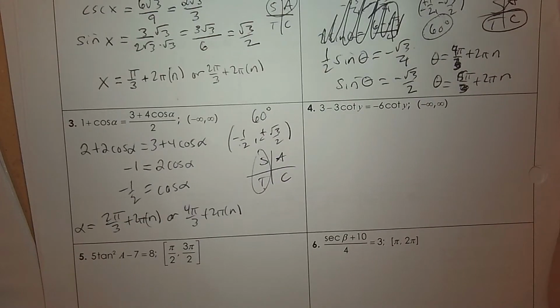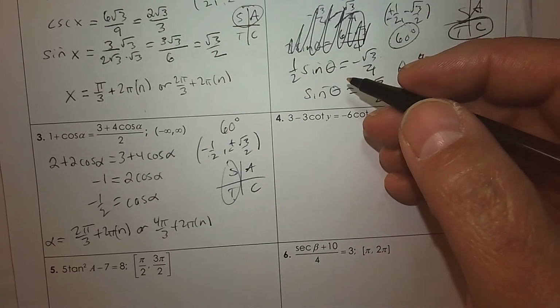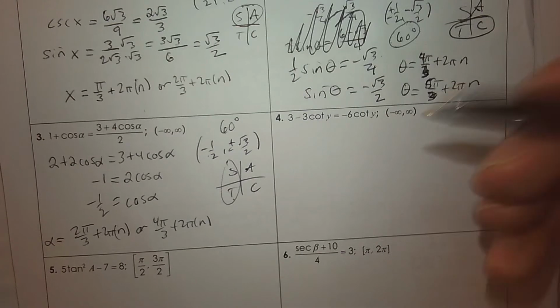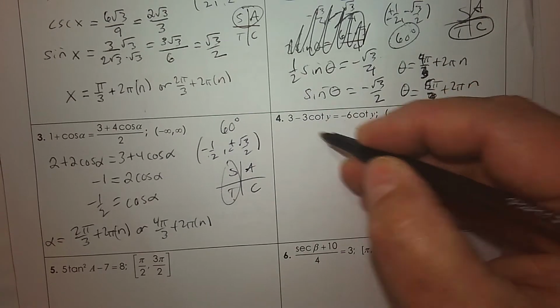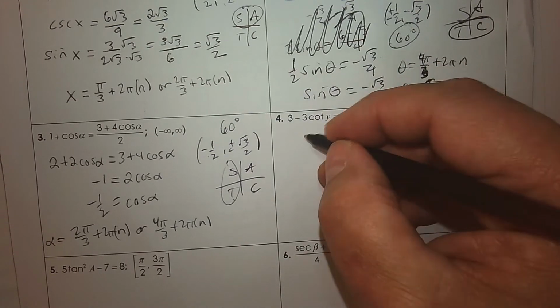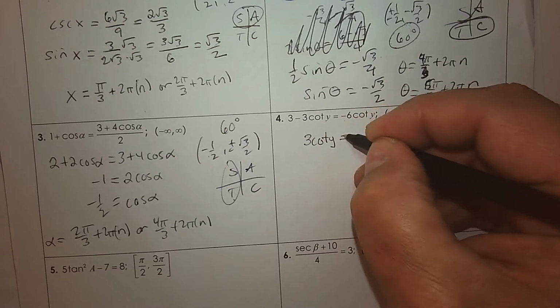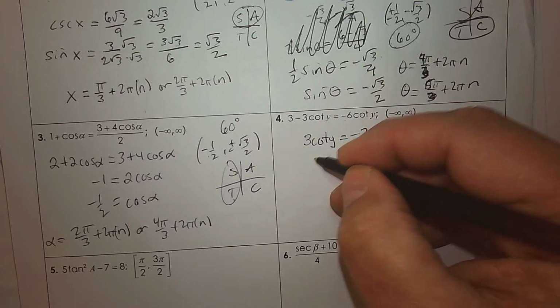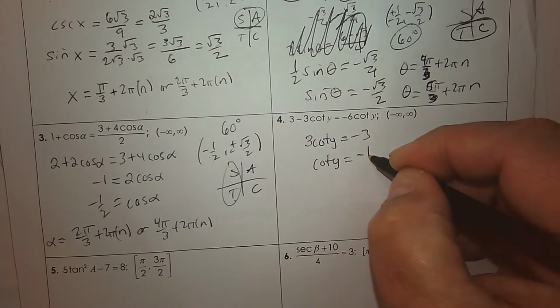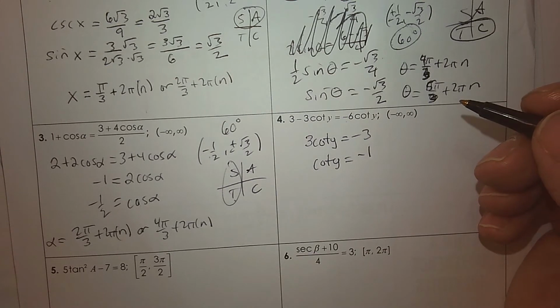All right, number 4. Step 1 is to combine like terms. So I'm going to add 6 to negative 3. That's positive 3. Subtract 3 on the other side. Just do the algebra to get cotangent by itself. And you get negative 1.